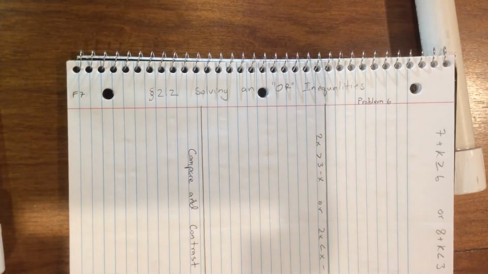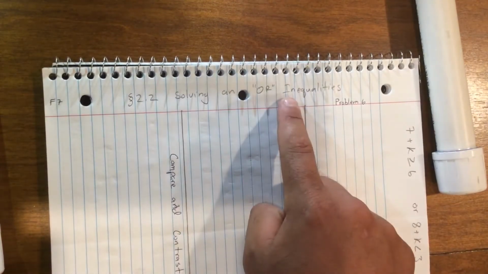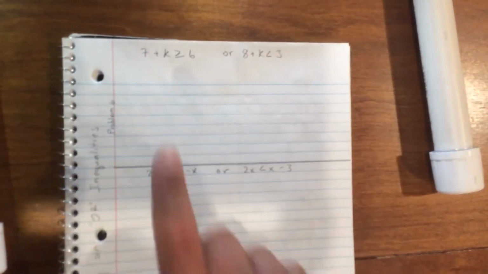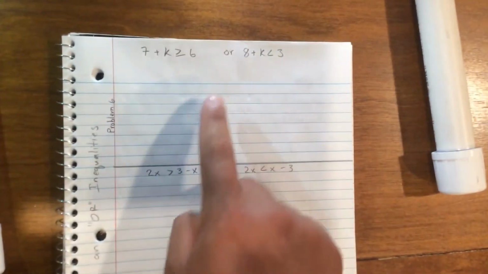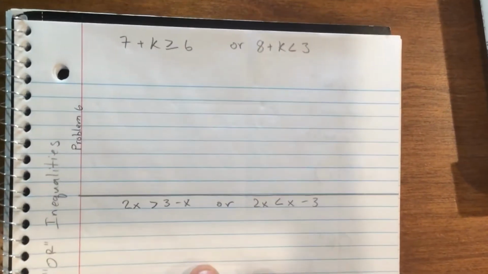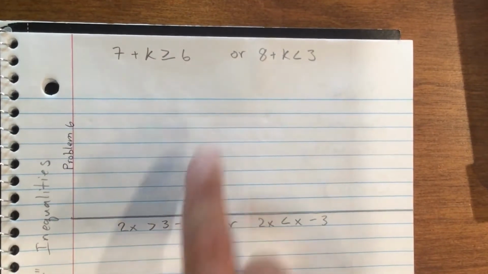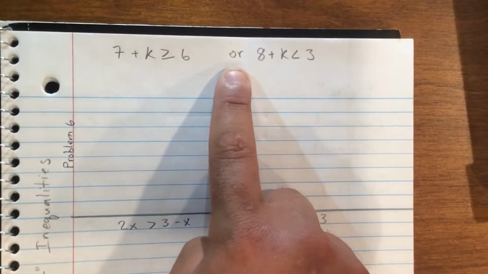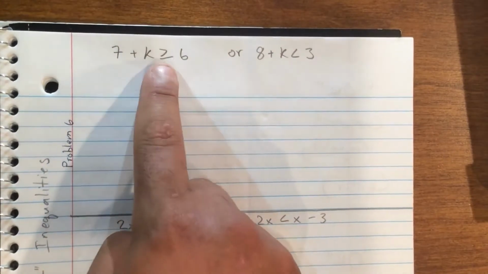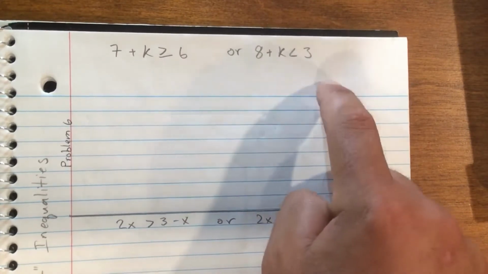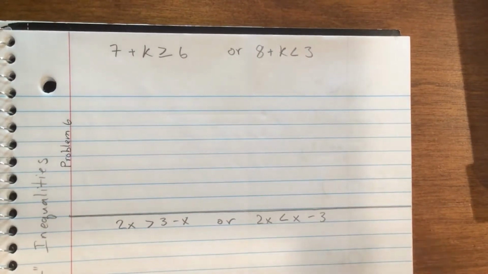This is the final foldable for section 2.2, solving an OR inequality, and we're also going to do compare and contrast. So this is our foldable number 7. Our first one is here. Zoom in slightly. This is problem number 6. The inequality we have here once again is an OR inequality. So we have 7 plus k is greater than or equal to 6, or 8 plus k is less than 3. So we're going to get started.